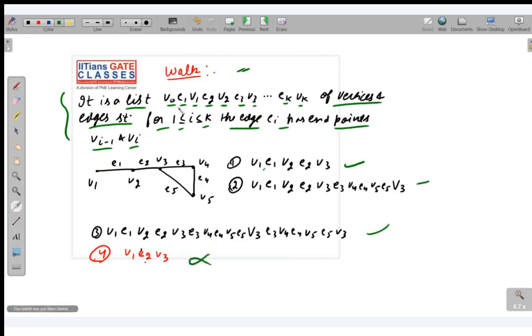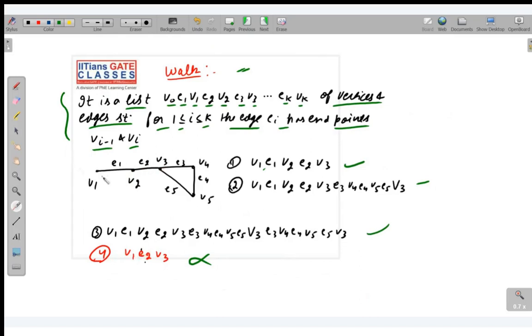Now see the definition, you get more clarity. It is a list of vertices and edges such that the edge ei has endpoints v(i-1) and vi. That means e2 should have endpoints v1 and v3. But here e2 has endpoints v2 and v3. v1 is not an endpoint of e2. So that's why it is not a walk.